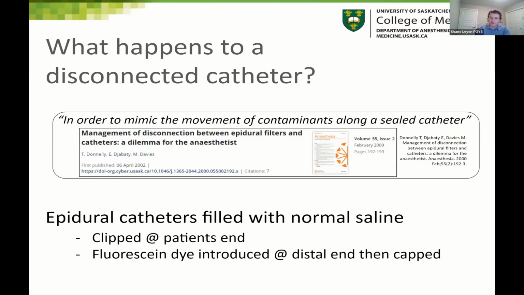Let's look at another study now. In this study, they wanted to mimic the movement of contaminants along a sealed catheter. I think a few people might have seen the results of this study before, but this is where they took epidural catheters, filled them with normal saline. They clipped the catheters at the patient end and essentially sealed them. And then they introduced fluorescein dye at the distal end and then capped it. So they did not inject the fluorescein dye. They just tried to create a fluid interface between fluorescein and normal saline.